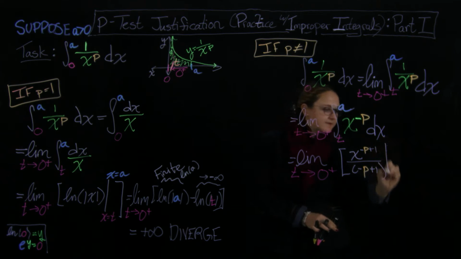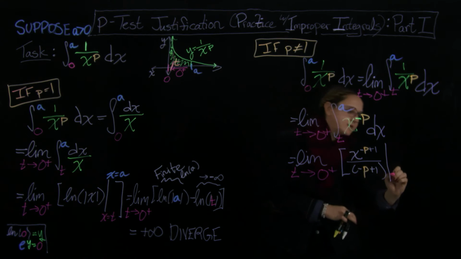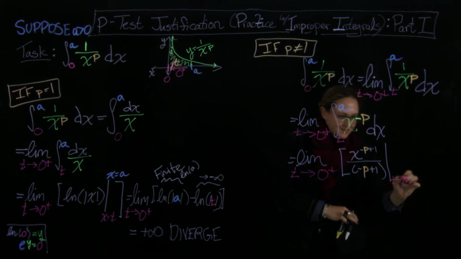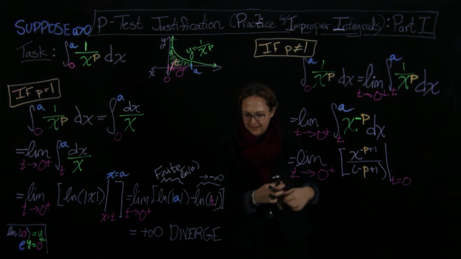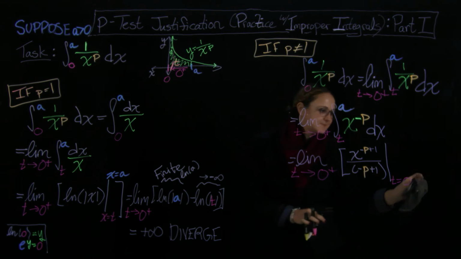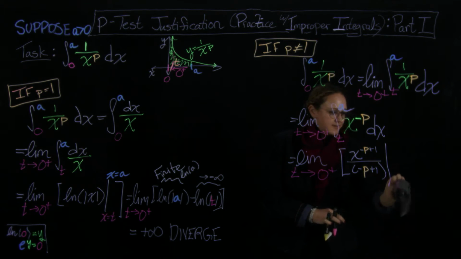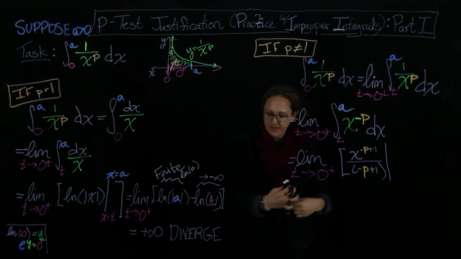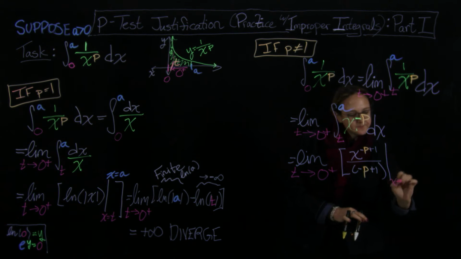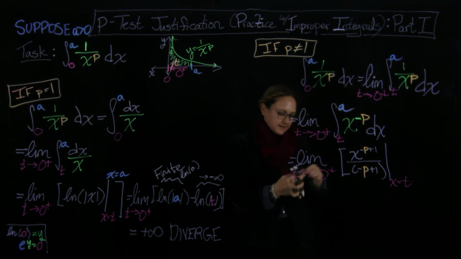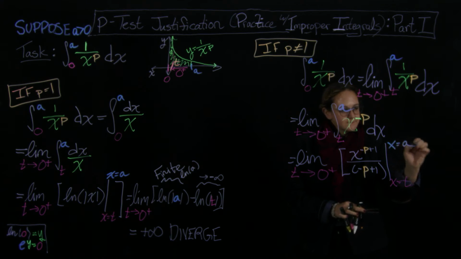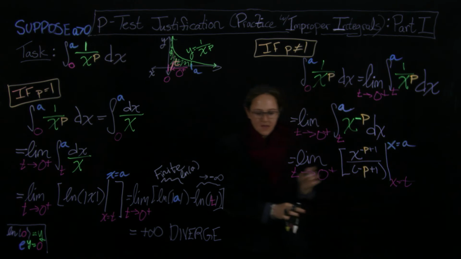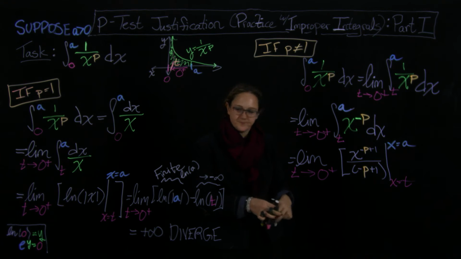And then we haven't evaluated it yet. We remember to wait to evaluate until we do actually know how to take the limit. So we're going to go from x equals t, sorry, I'm making a lot of typos, from x equals t up to x equals a.